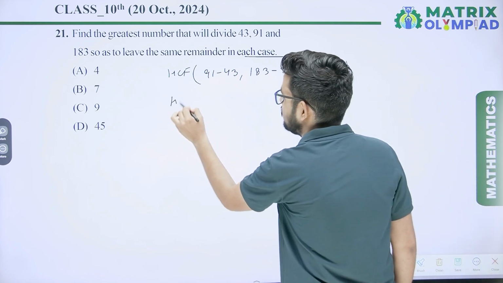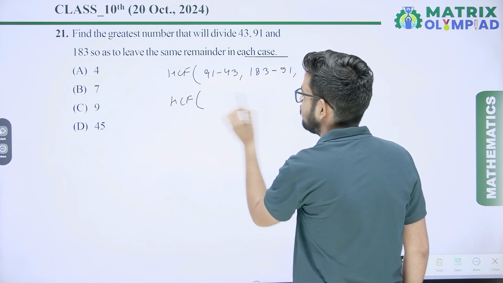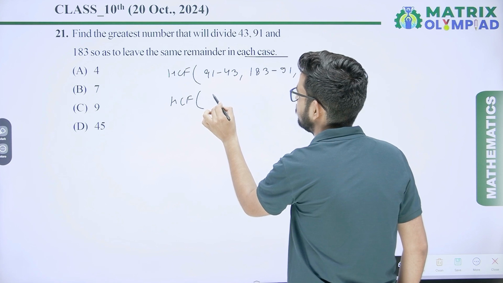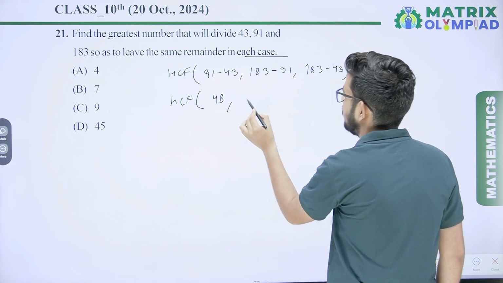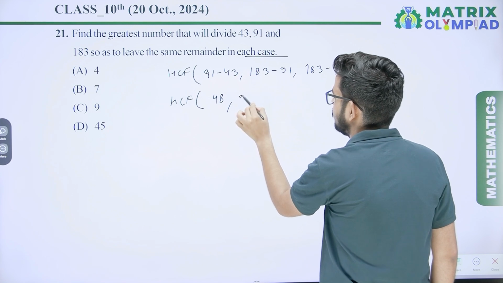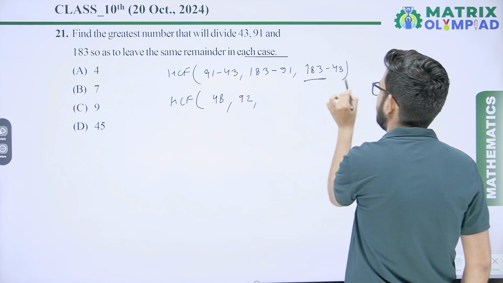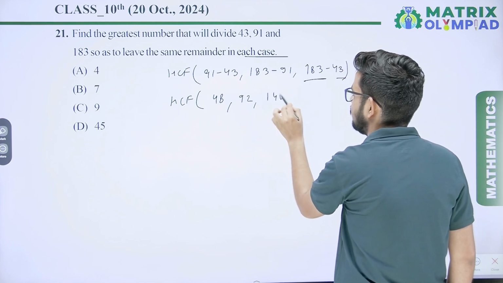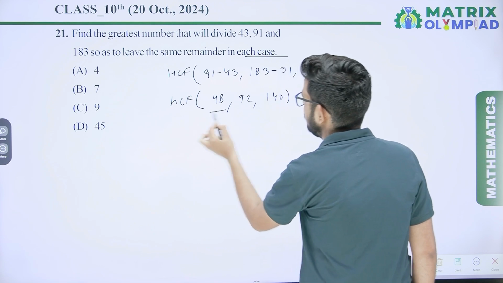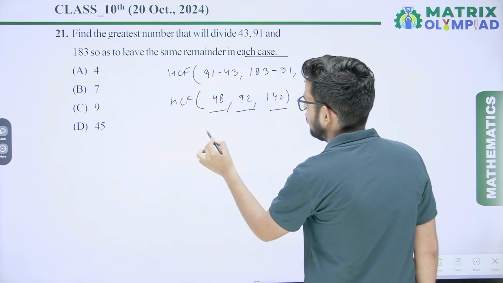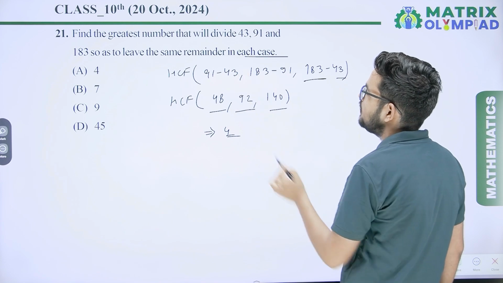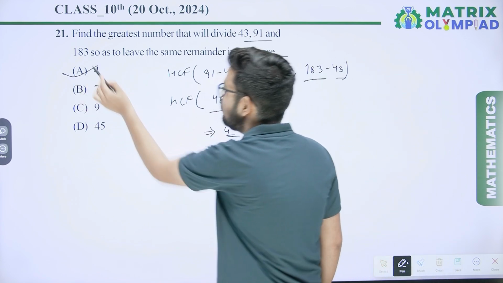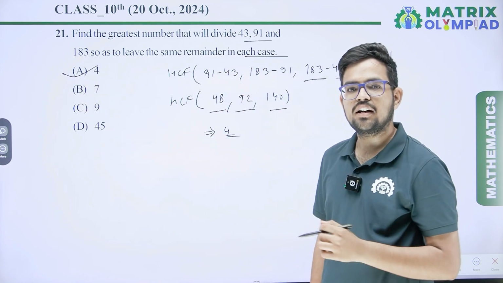So HCF of 91 minus 43, that is 48. 183 minus 91, that is 92. And 183 minus 43, that is 140. So HCF of 48, 92 and 140, that is 4. So the greatest number that will divide these numbers will be 4. So option A is the correct answer.